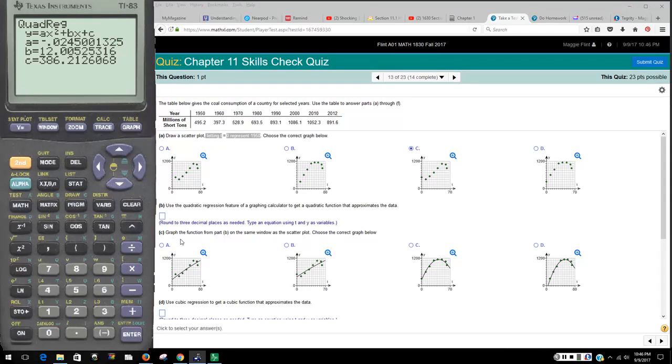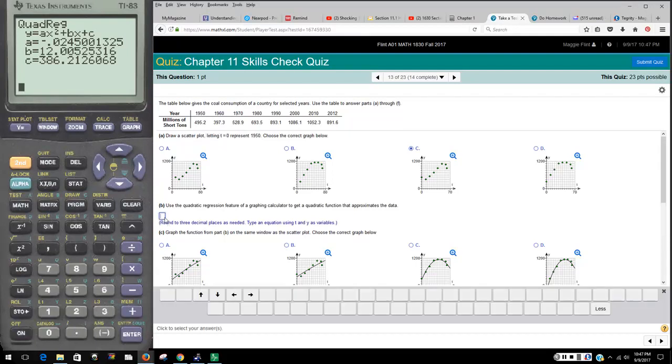So this tells us the quadratic regression equation. This is the value of A in the equation, this is the value of B, this is the value of C. So our quadratic regression equation is going to be rounded to 3 decimal places, so we have to be careful, we do 3 decimal places.